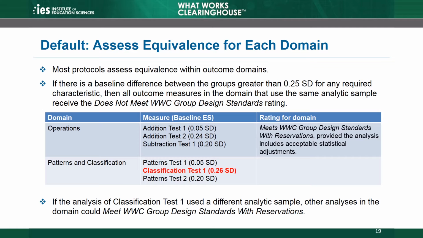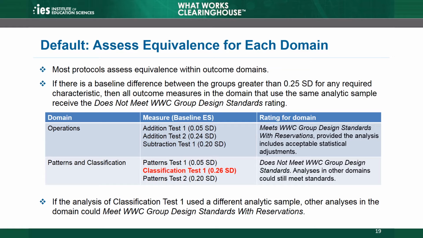In the patterns and classifications domain, one of the measures, classification test 1, has baseline differences greater than 0.25 standard deviations. Because of this, analyses of all outcome measures in the patterns and classification domain would receive the Does Not Meet WWC Group Design Standards rating. However, analyses in other domains can still meet standards.